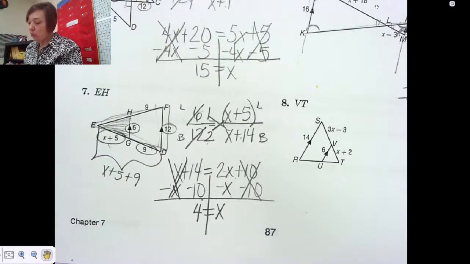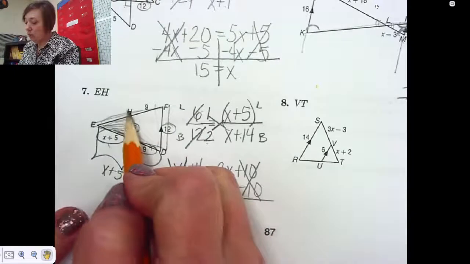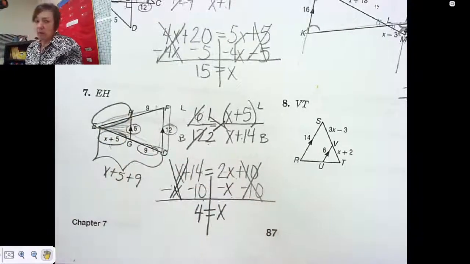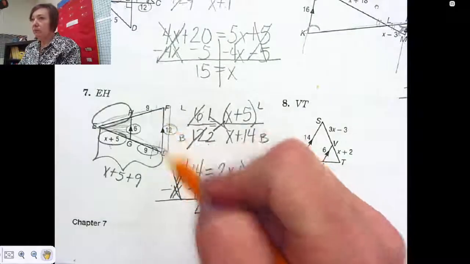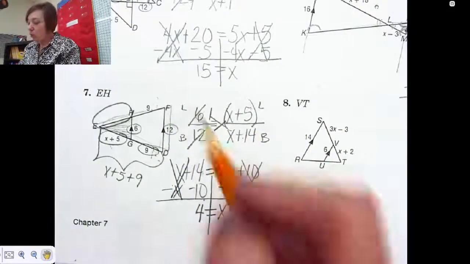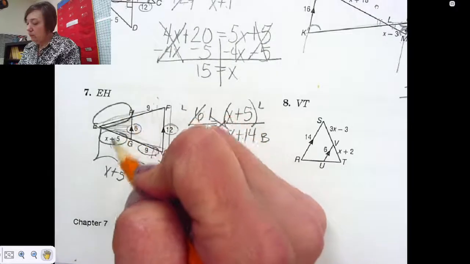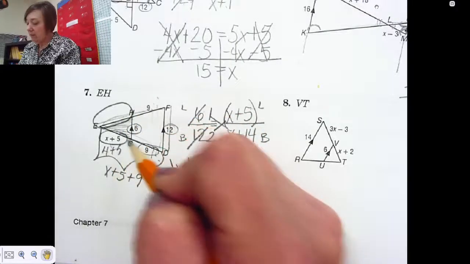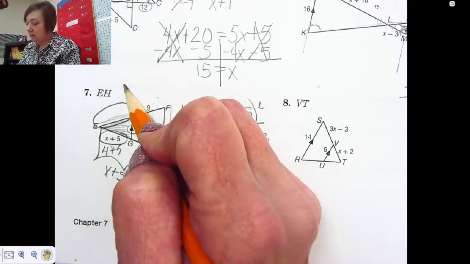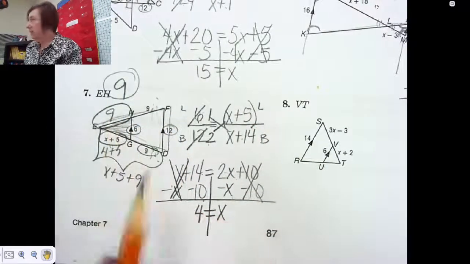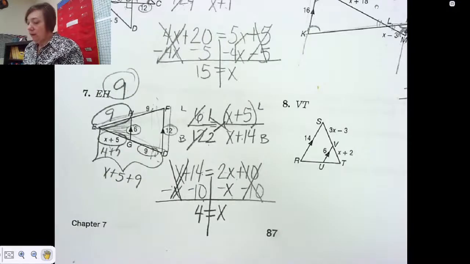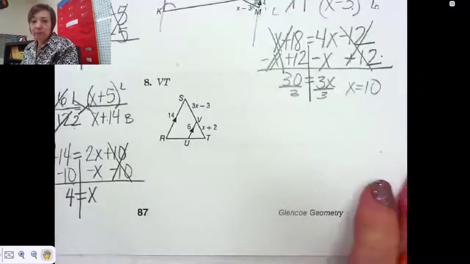What are they asking for? They're asking for EH. We don't know EH. It's x plus 5. How do you know that? Because the x plus 5 and the 9, because it's the same, right? So 4 plus 5 gives me 9. So this is 9 and that's 9. Okay, got one more we're going to do.